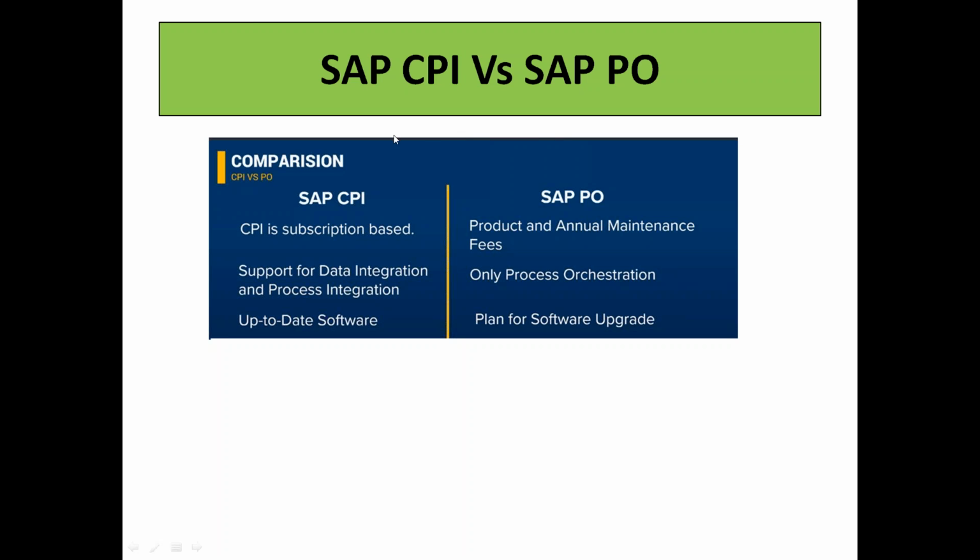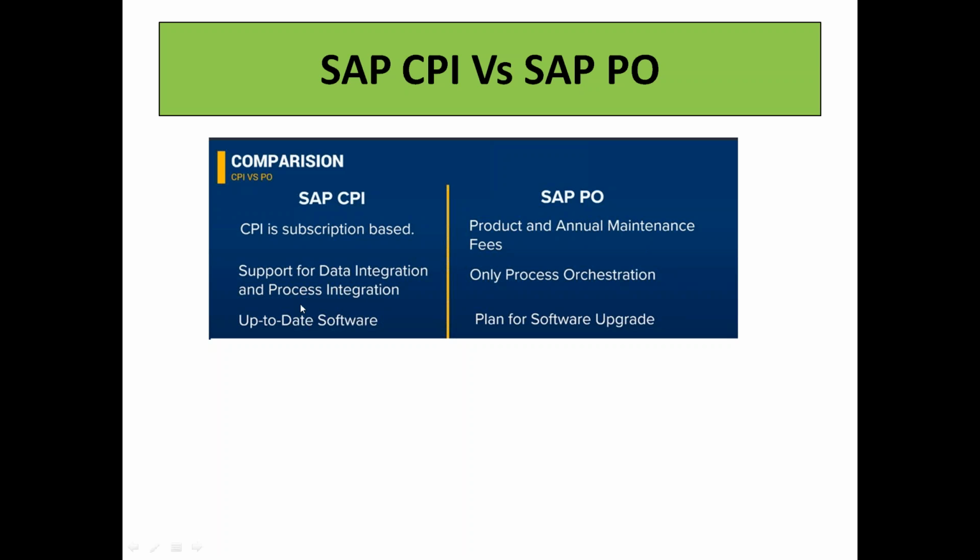The key comparisons: SAP CPI and SAP PO. This is related to the outer comparison. In the previous slide, I explained the technical aspects and key differences. Here, it is subscription related. SAP CPI is subscription based. You need to purchase an annual subscription, and you don't need to pay anything after that. But for SAP process orchestration, we need to buy the product first. You need to pay for the particular product, and then for the maintenance, you need to pay extra.